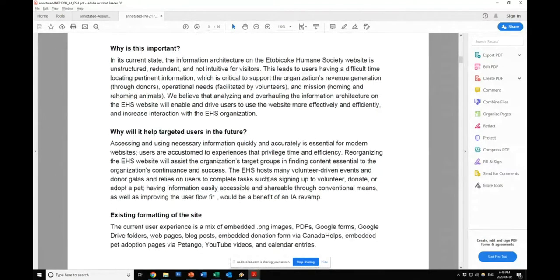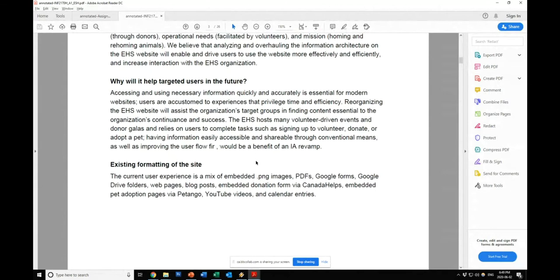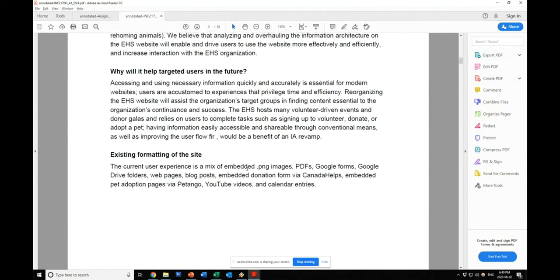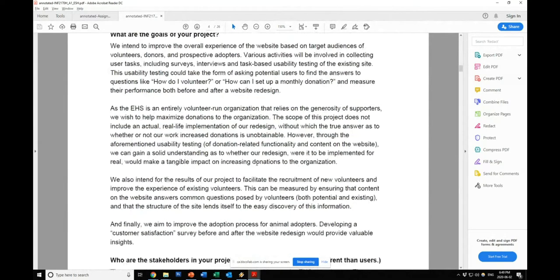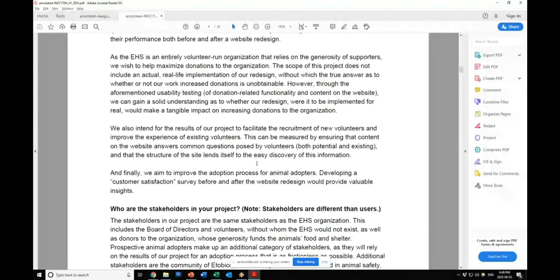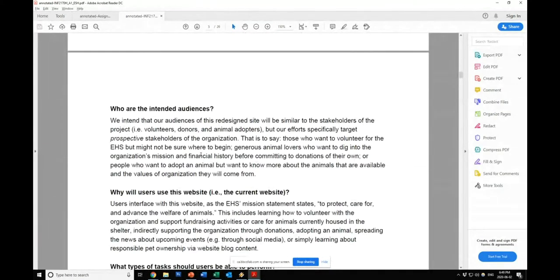So again, this particular group went into why it will help targeted users in the future. So they then talk about how it will actually improve things from the visitor's perspective in terms of the audiences that they found on the website, and just going down, analysis of the context, content, and users. Again, talking more about the organization, who are the stakeholders in the project, who are the intended audiences. In this case, they have three: volunteers, donors, and animal adopters.